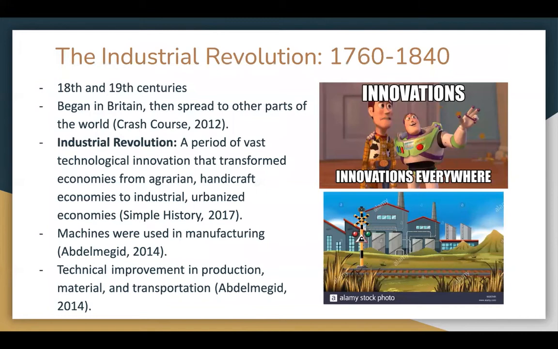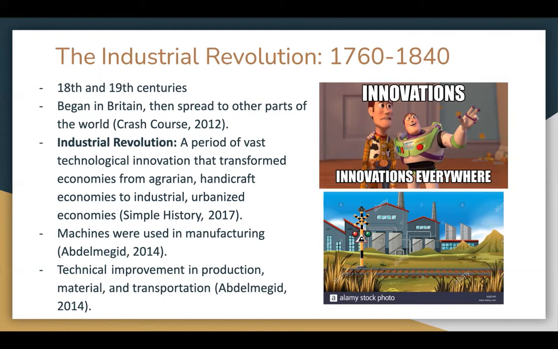The Industrial Revolution took place during the 18th and 19th centuries. It began in Britain, then it spread to other parts of Europe, Asia, and the United States. The Industrial Revolution was a period of vast technological innovation that transformed economies from agrarian handicraft economies to industrial urbanized economies. During this period, machines were utilized in manufacturing, and the advancement of knowledge and inventions led to technical improvement in production, material, and transportation.